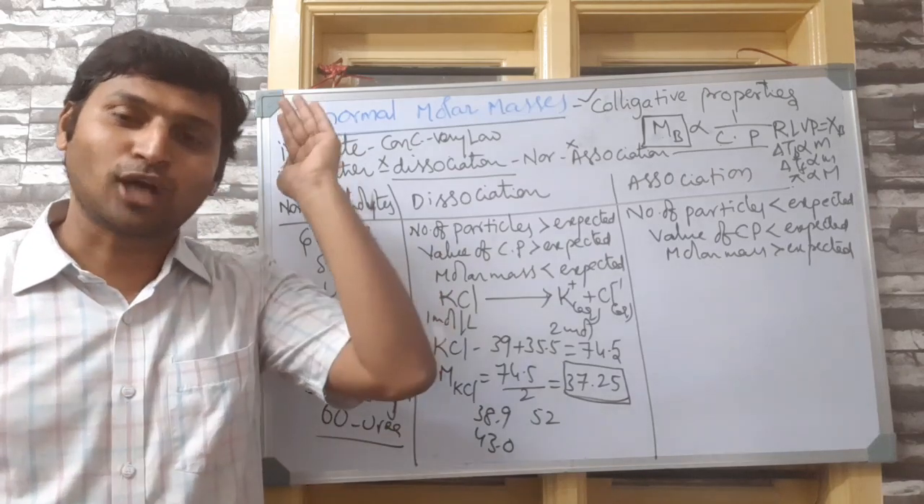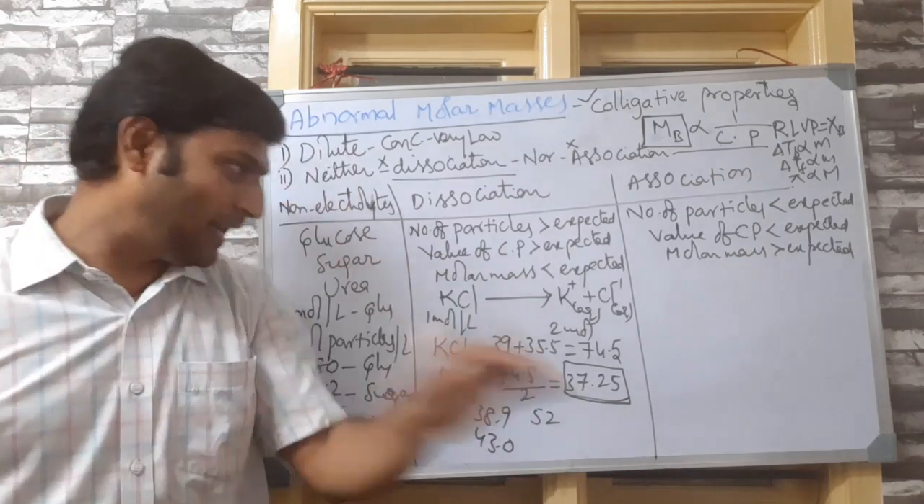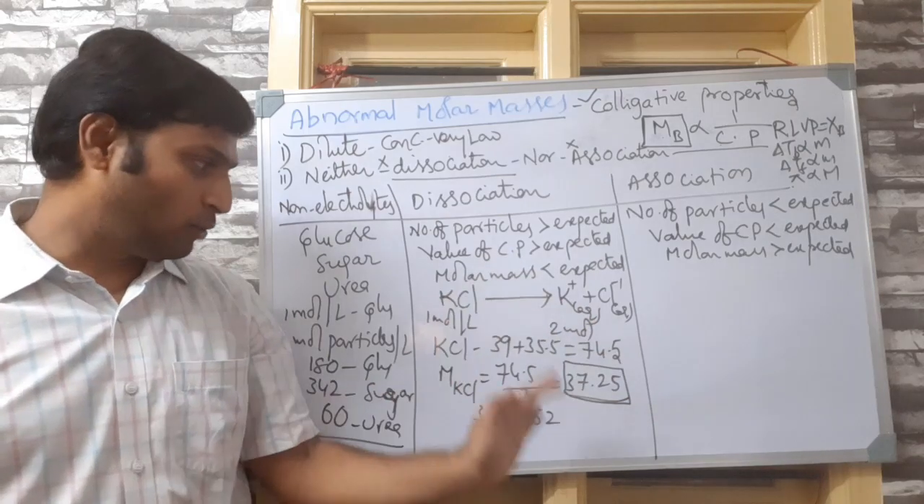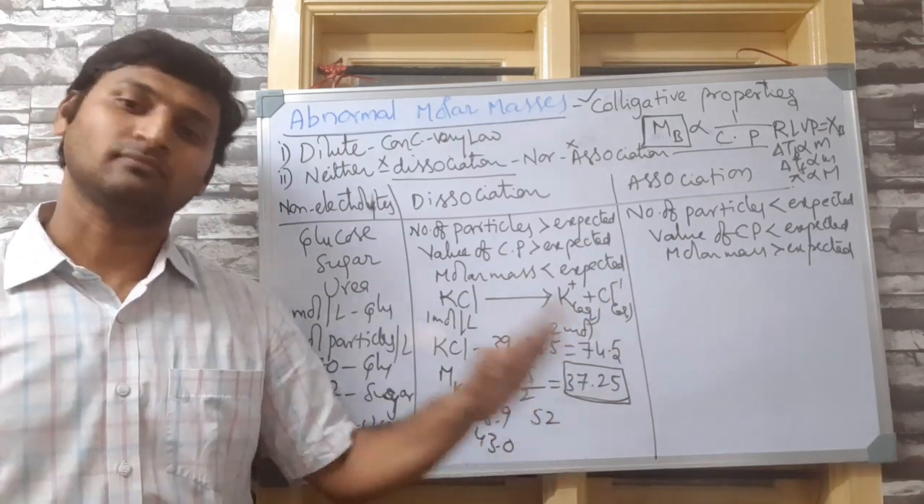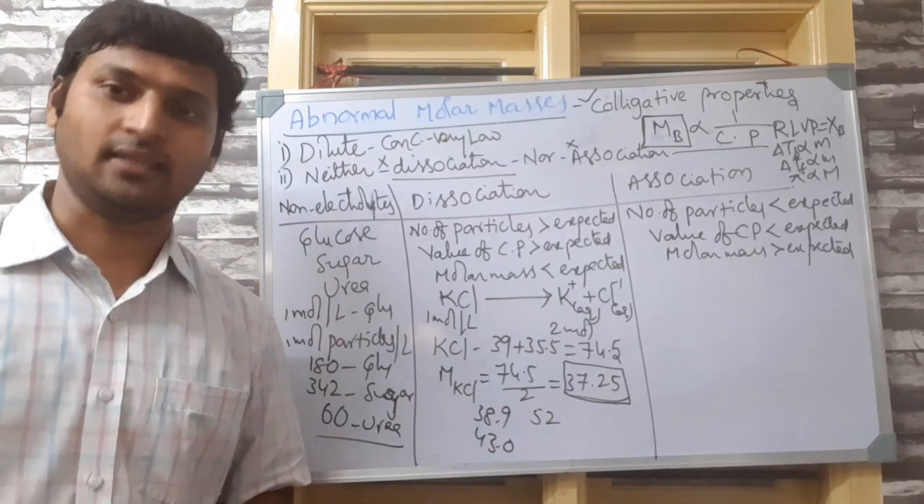So at highly dilute concentrations, what happens? Complete dissociation might happen. That means 1 mole will give exactly 2 moles, then you may get exactly 37.25. But otherwise it matters. Please understand that.